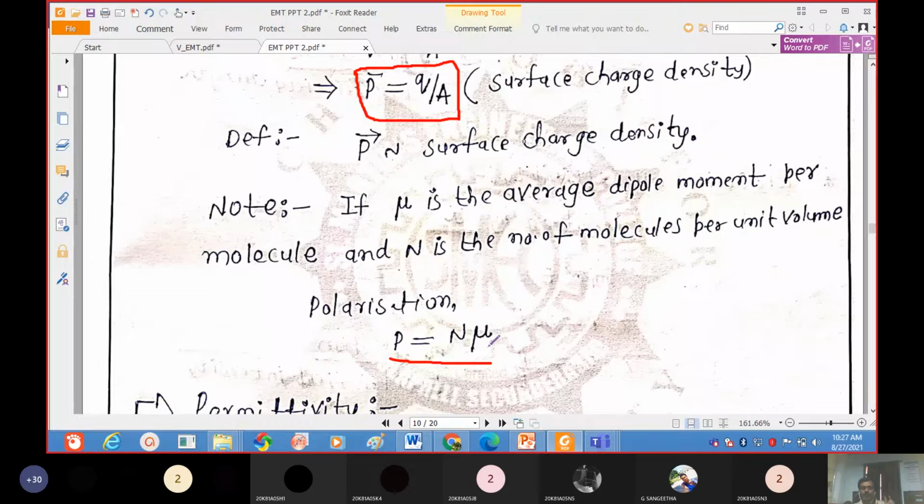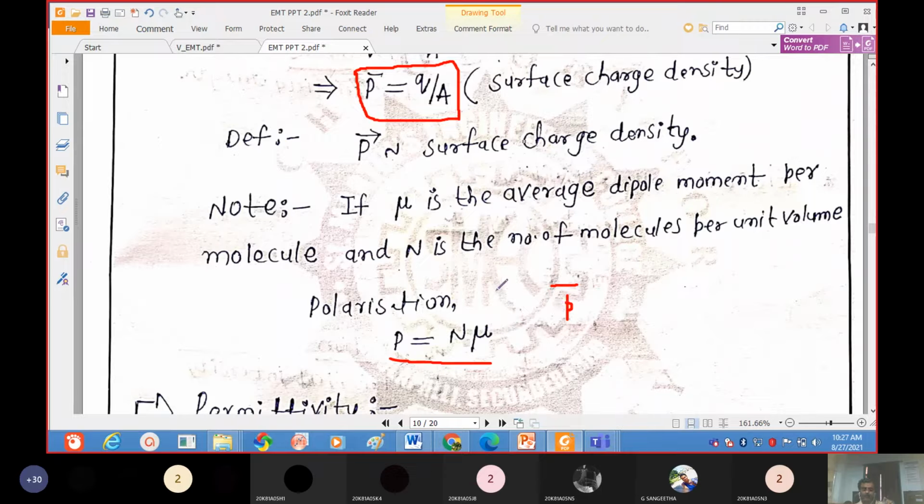Mu is the average dipole moment, and n is the number of molecules per unit volume. So P is equal to n into mu. Here small p bar is the dipole moment, while mu is the average dipole moment. That is the difference between small p bar and mu.